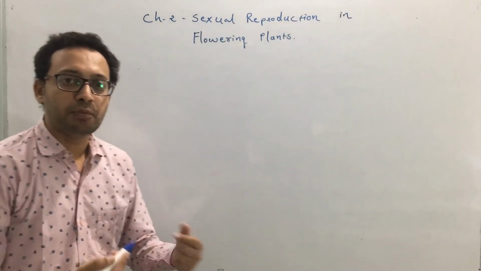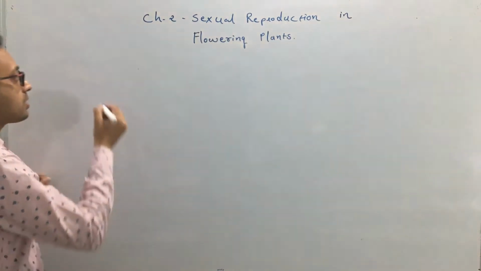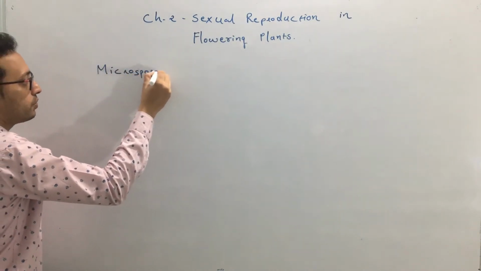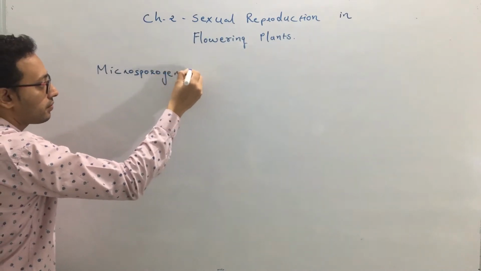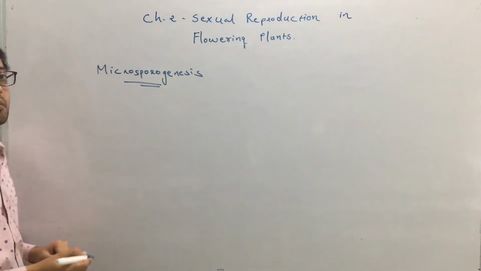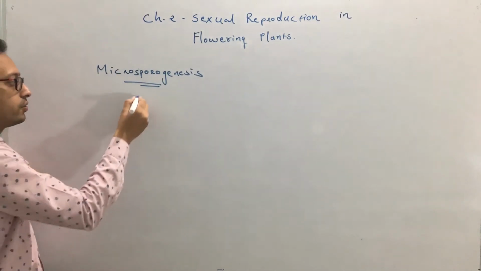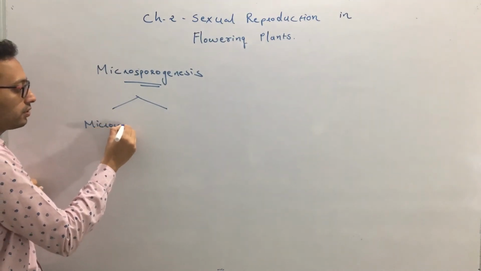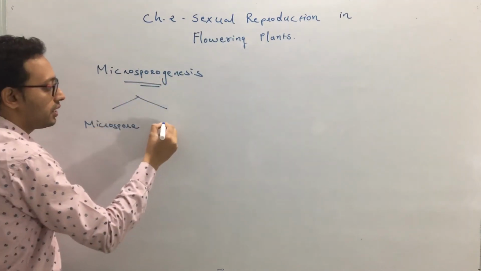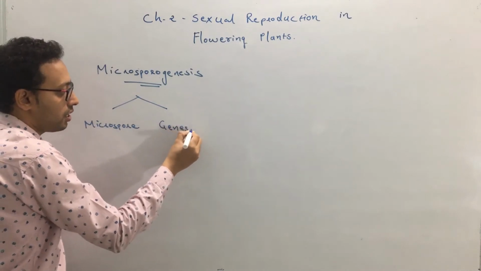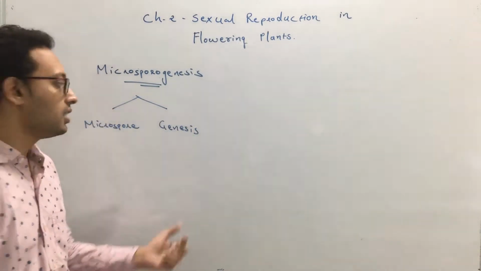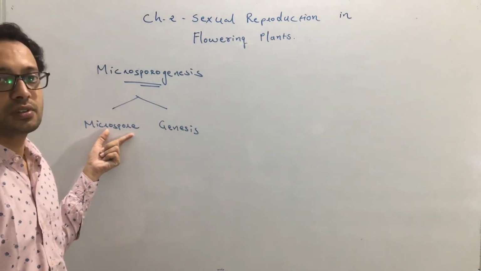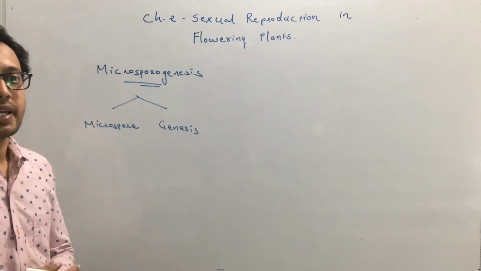To understand how the pollen grain forms, we have to learn one process, and this process is called microsporogenesis. Now you know that this is a word made up of two terms: microspore, and the second one is genesis. I hope all of you know the meaning of genesis. That's formation. So the process of formation of microspore is called microsporogenesis.